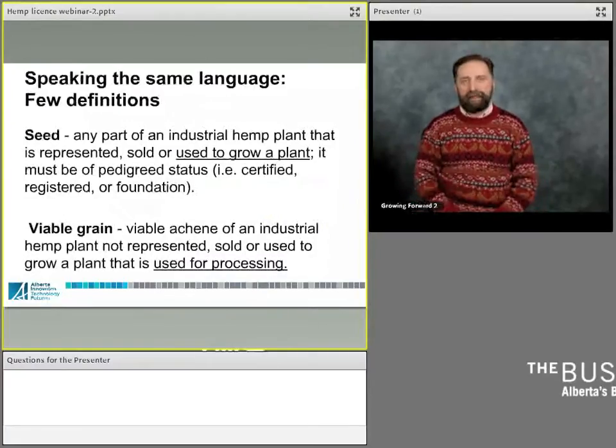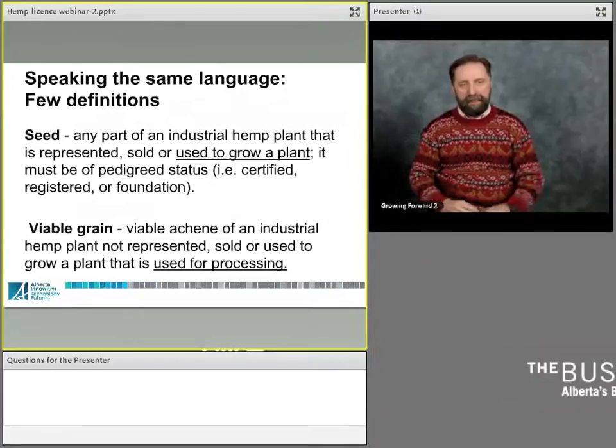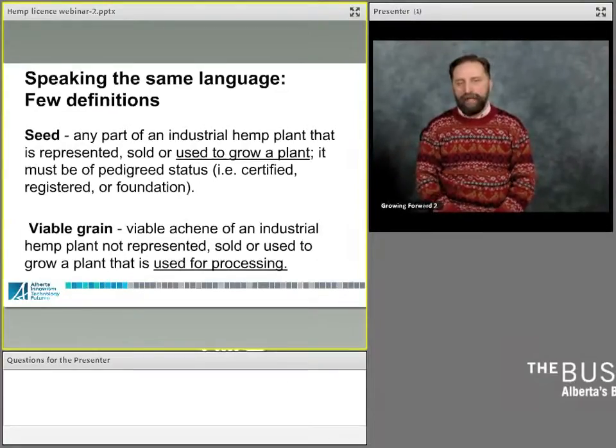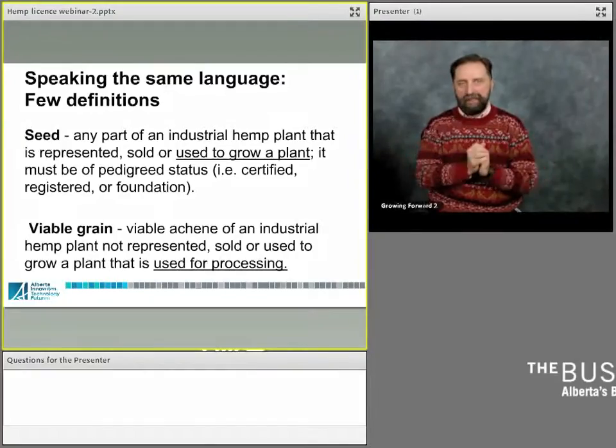Before we start talking about the license application, I want to provide you with some definitions that are really critical for understanding of the license application completion. So first, what is the seed? I'm providing you with a definition, and bear with me. Seed is any part of industrial hemp plant that is represented, sold, or used to grow a plant. So seed has to be of pedigree status. It has to be certified, registered, or foundation. So this is the seed as defined for the purposes of this license application.